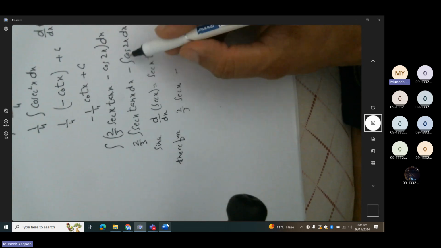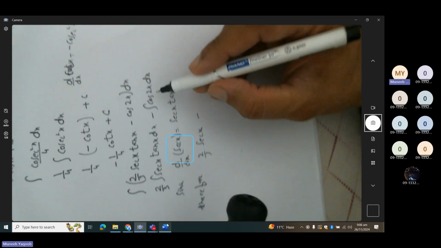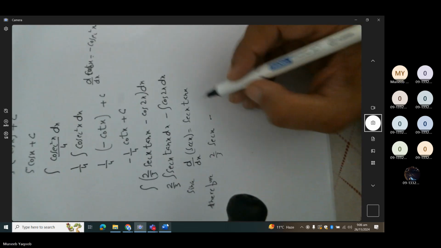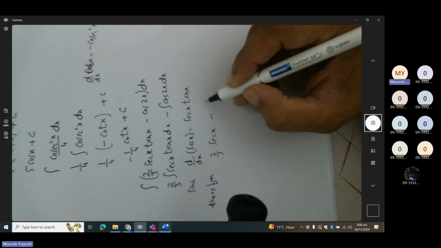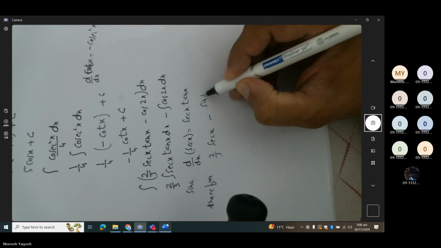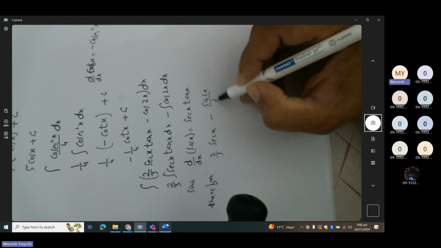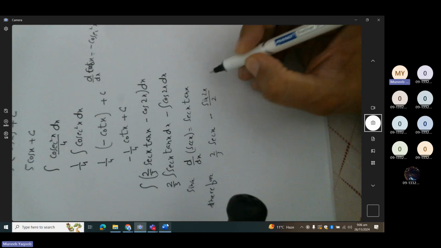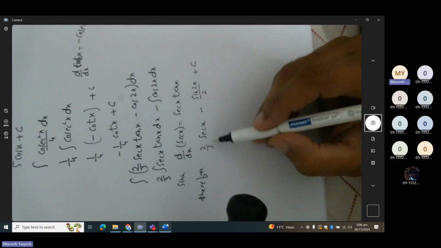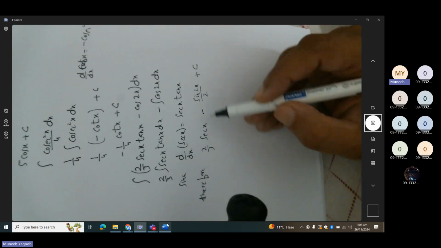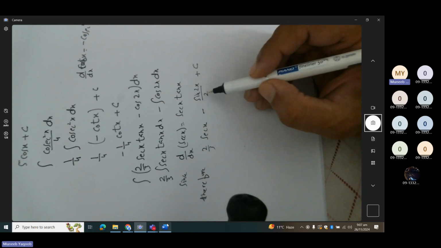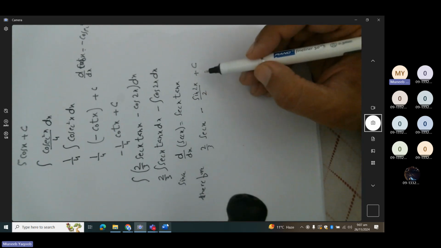Now for the second integral, minus cos 2x dx, integral of cos x is sin x. So integral of cos 2x is sin 2x divided by 2 and then constant of integration. Hence the final answer would be 2 upon 3 times secant x minus sine 2x upon 2 plus constant of integration.